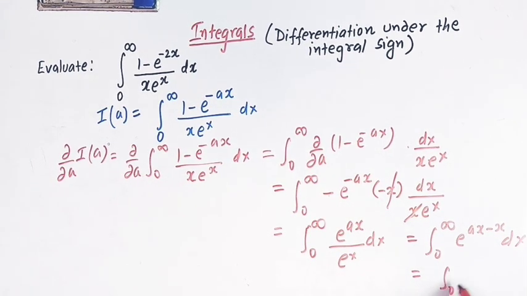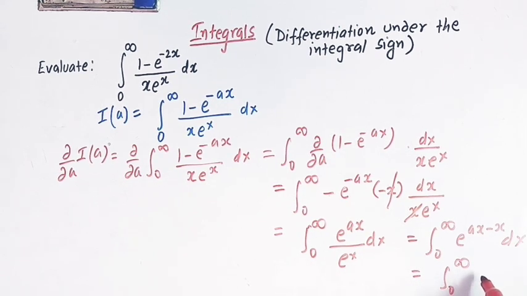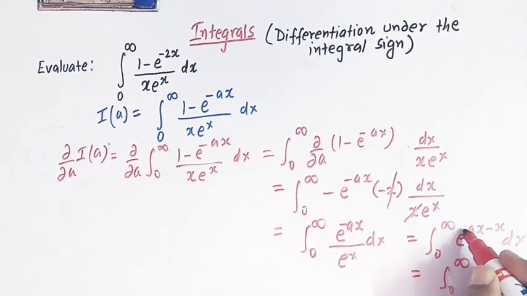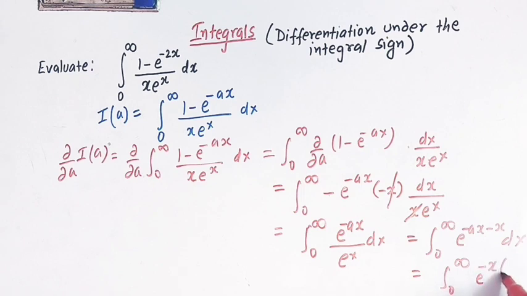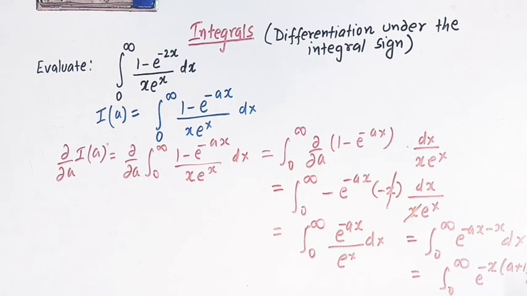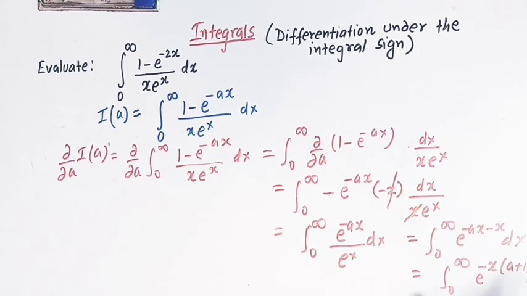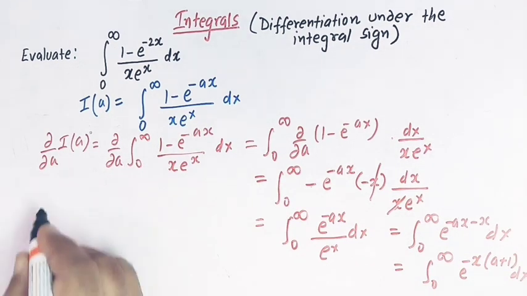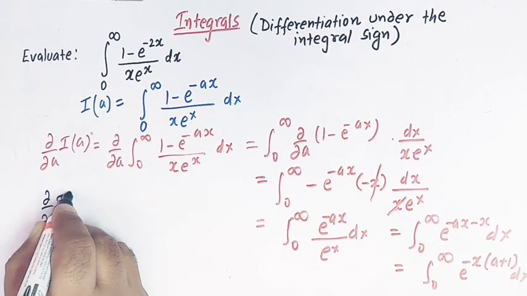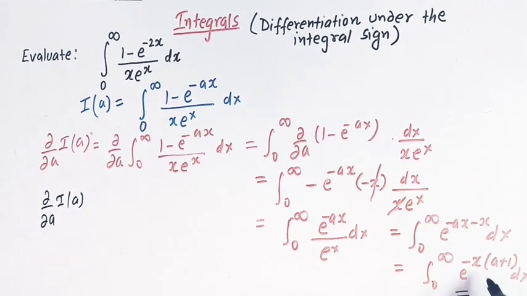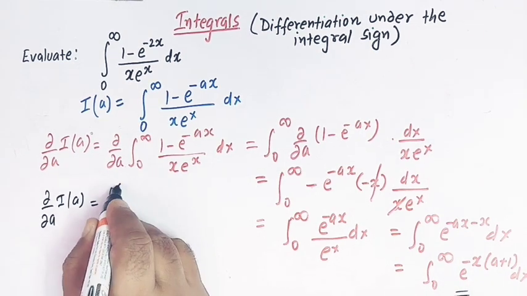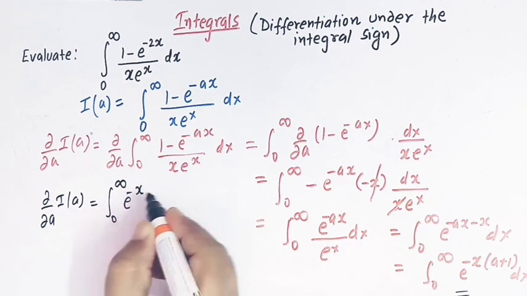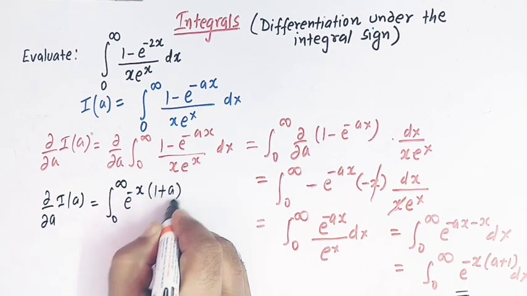So we can now write it as 0 to infinity. Then here we have a minus sign, and here also we have a minus sign. So we have e^(-x), and we can take minus x common, so here we have a plus 1. So now we have this integral to evaluate. So now we have ∂/∂a of I(a) as this integral, that is 0 to infinity of e^(-x(1+a)) dx.